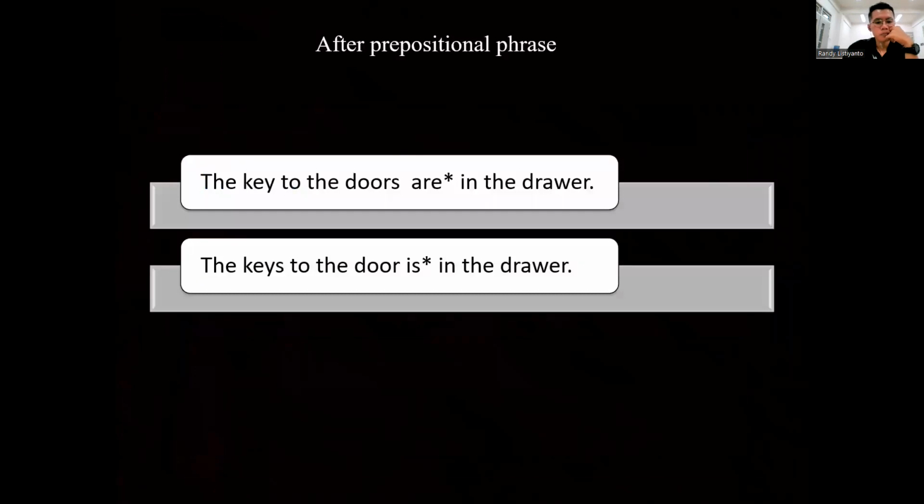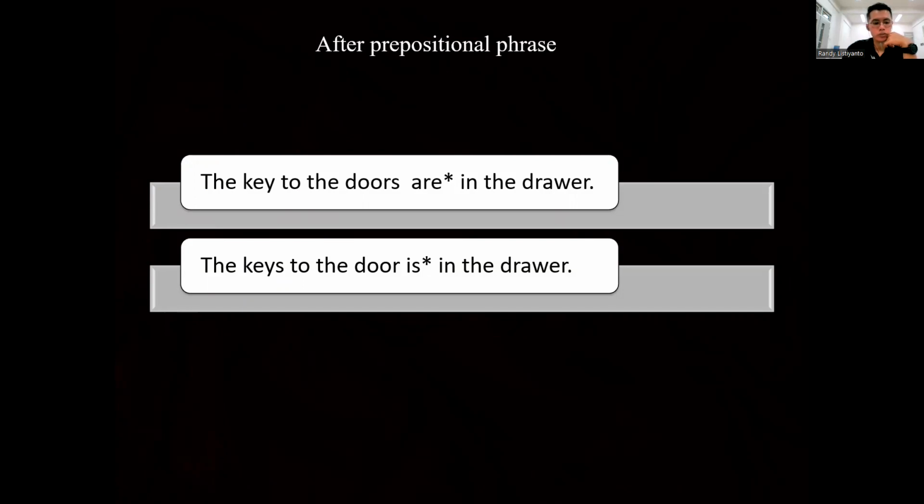Okay, everyone, here: The key to the doors are in the drawer. Sometimes a prepositional phrase confuses people in identifying the real subject. The key to the doors are in the drawer. The key or the doors, which one is the subject? And the second sentence: The keys to the door is in the drawer. So you have to be able to identify which one is the prepositional phrase and which one is the subject.